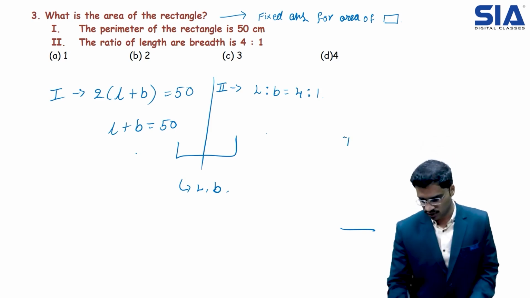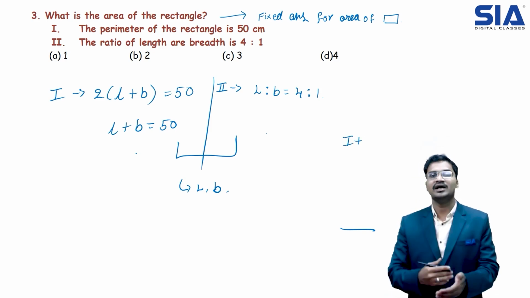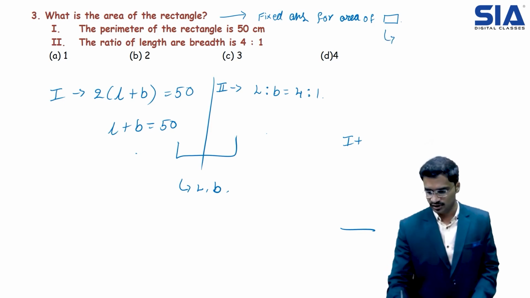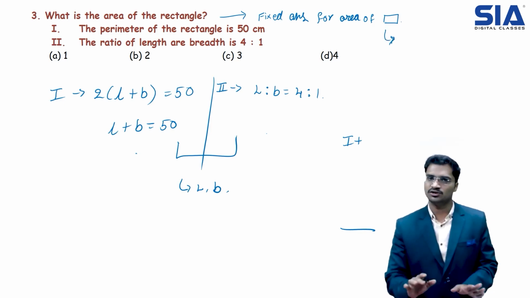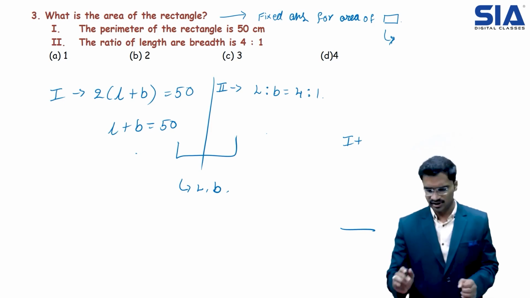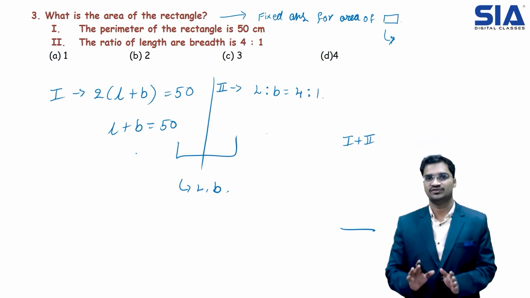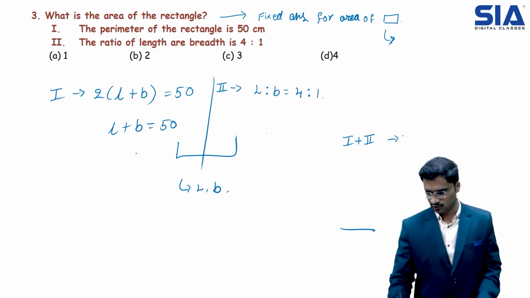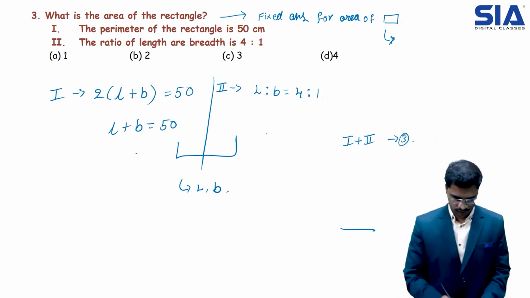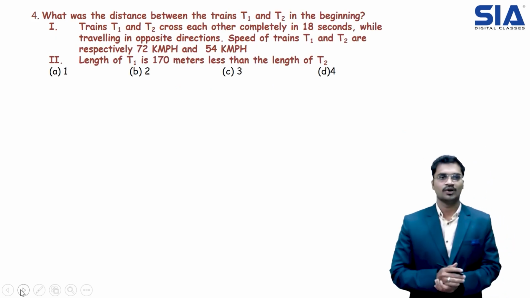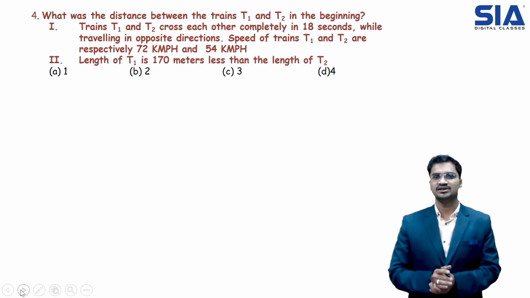So our answer is what? There is no need to solve for the area of the rectangle. We are just telling that statement 1 and statement 2 combined is sufficient to answer the question. So our answer is Option 3.